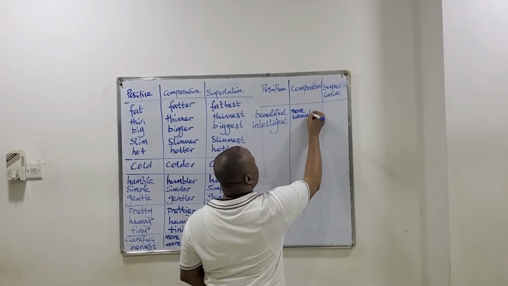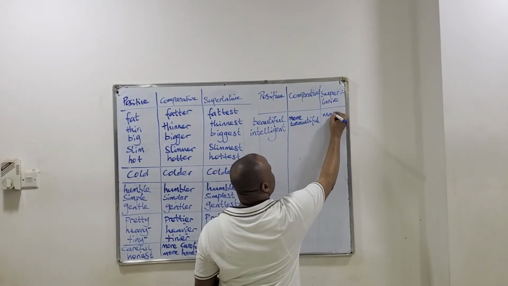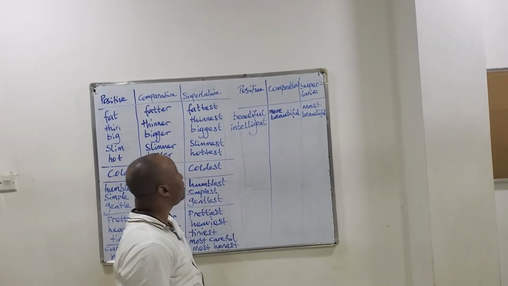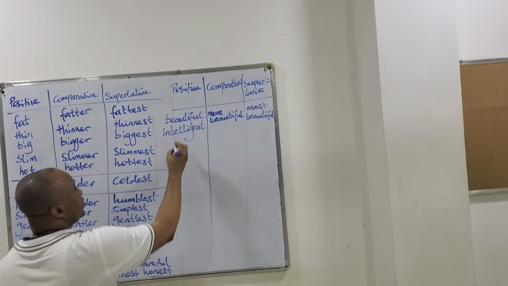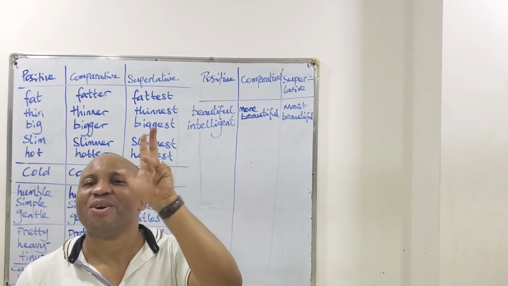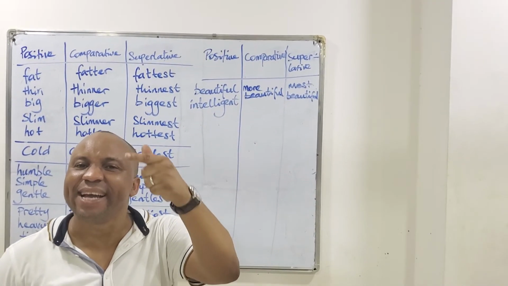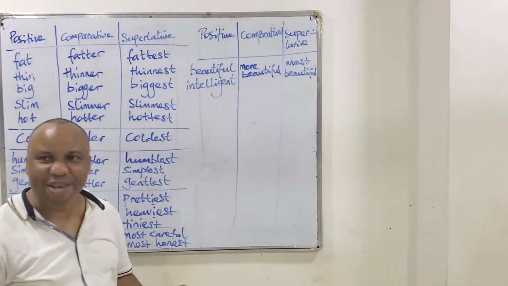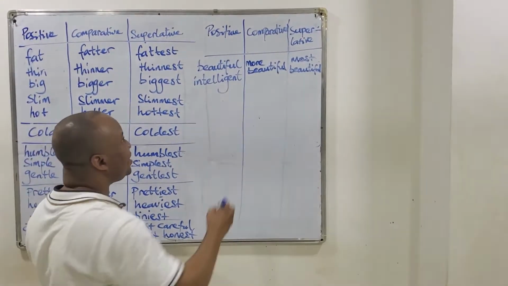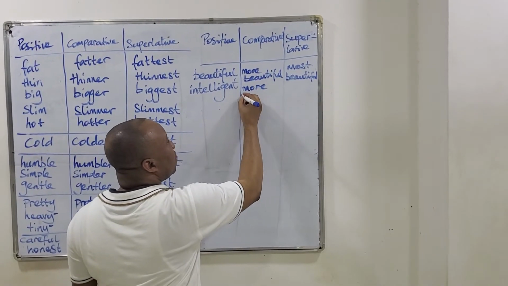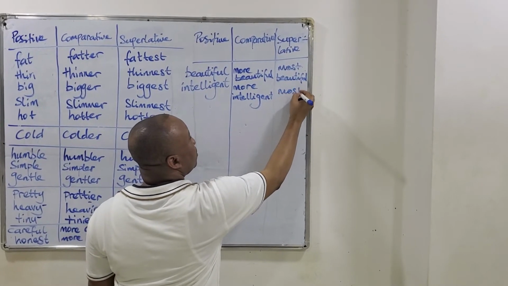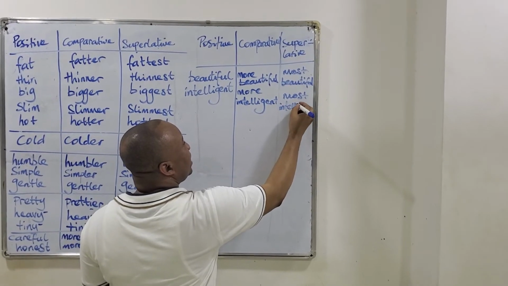So in this case, we say more beautiful, most beautiful. Okay? Intelligent. Four syllables. As we say, if the syllables are three or more than three, we use more and most. So intelligent, we say more intelligent, most intelligent.